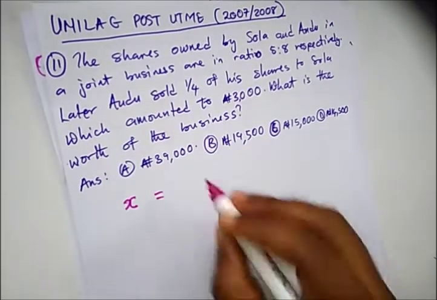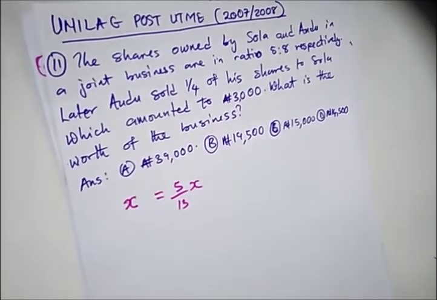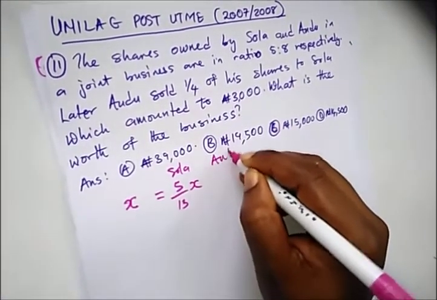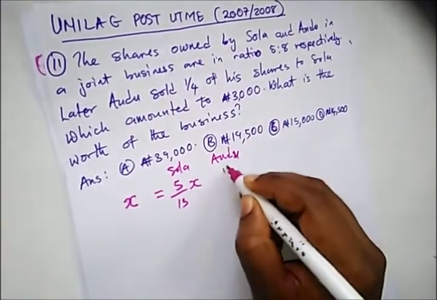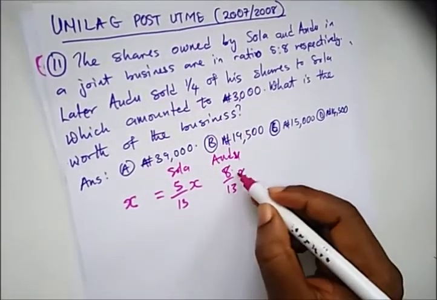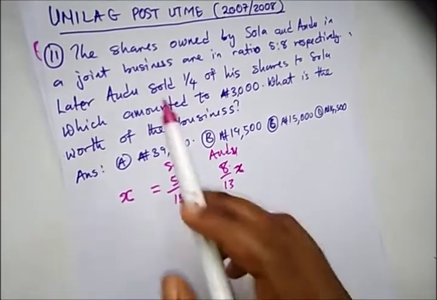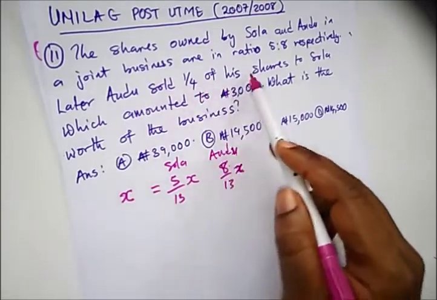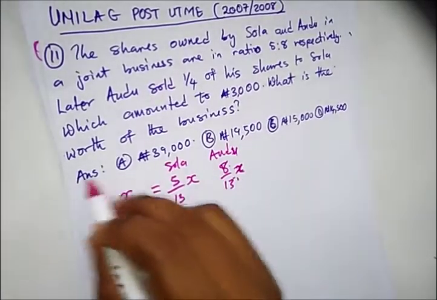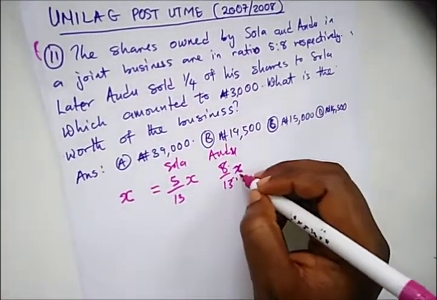So the total of Sola's share is 5 over 13x. I hope you understand ratios, and that is for Sola. Therefore, Audu is 8 over 13x. That's 5 plus 8 is 13, so we just divide, times x, which is the total worth. So we're now told that later Audu sold 1/4 of his shares to Sola, and it amounted to 3,000. So they've given us the amount of Audu. So all we need to do is find x.